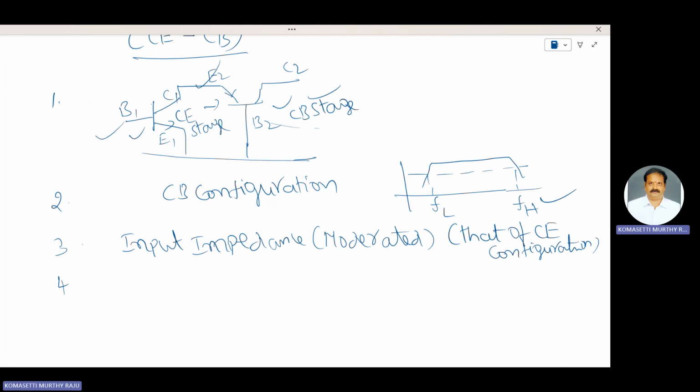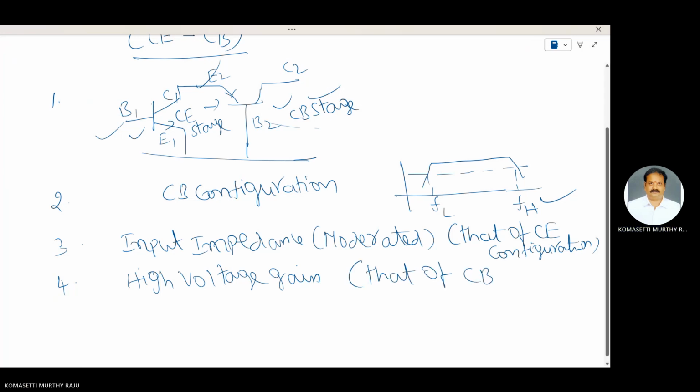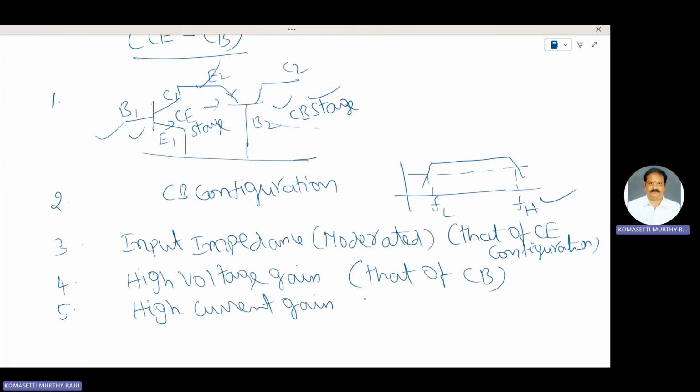Fourth point is high voltage gain. The cascode amplifier configuration has a high voltage gain, that of CB configuration. High current gain, that of CE.